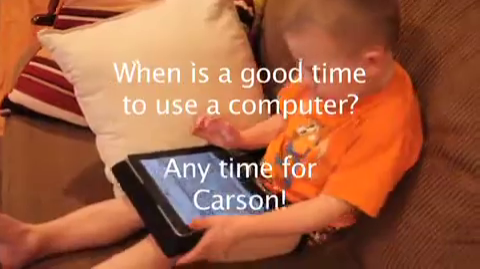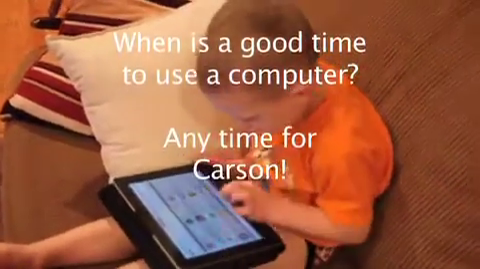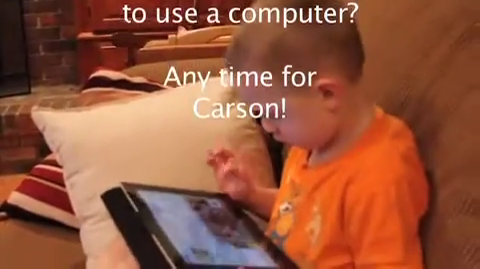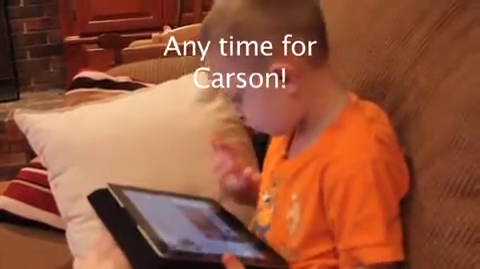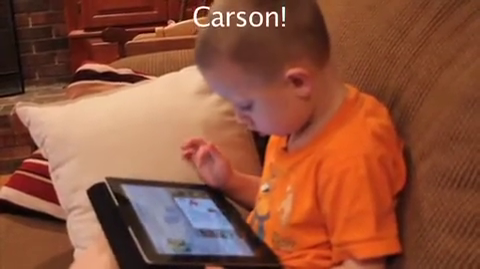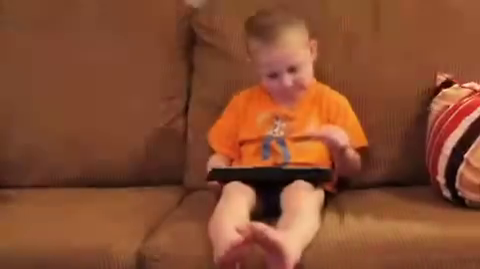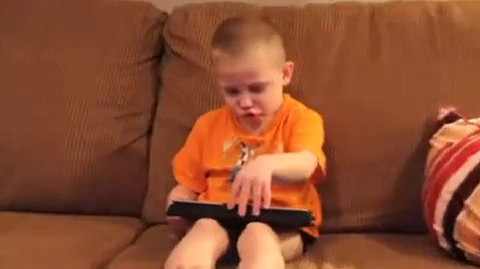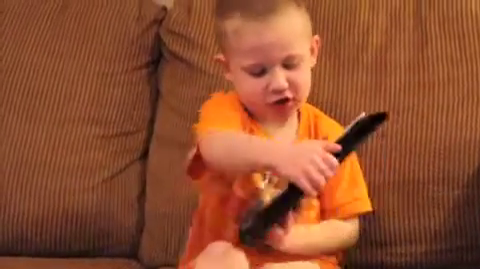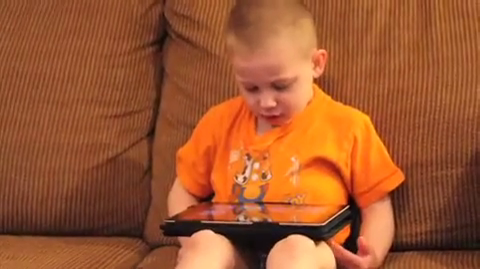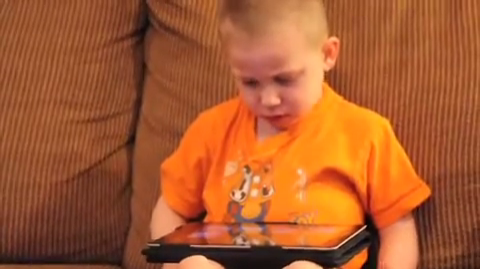Do you know why they're in the cloud? Because there's no room on your iPad, right? So they have to store them in the cloud. Look at all these. Are those all in the cloud? Where are they from? They're not all in the cloud.